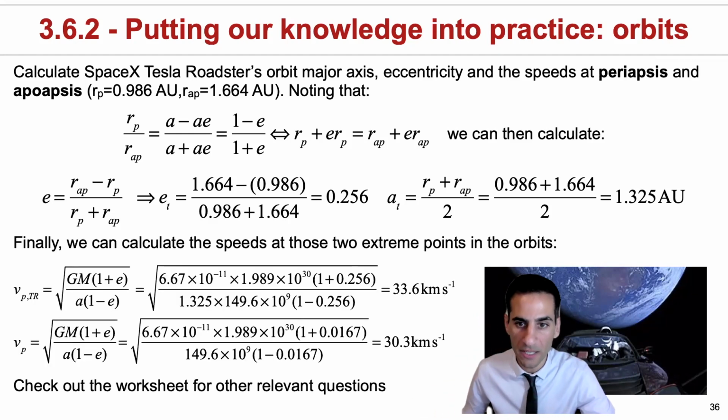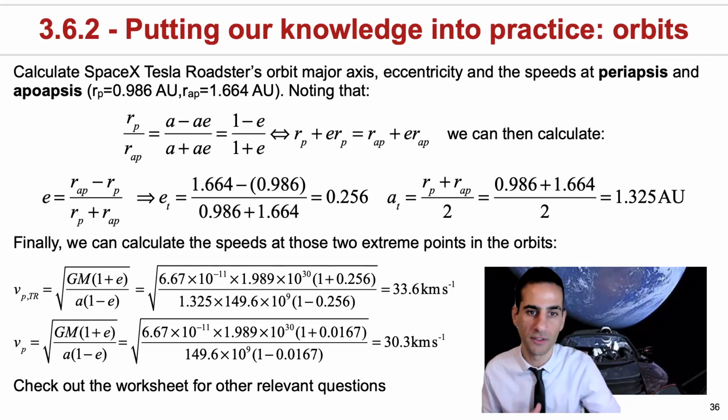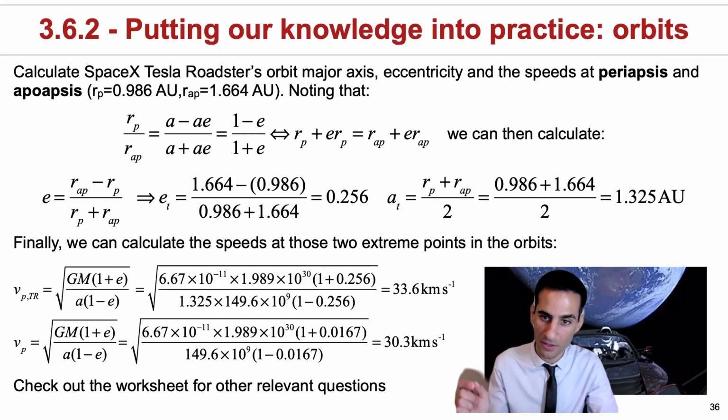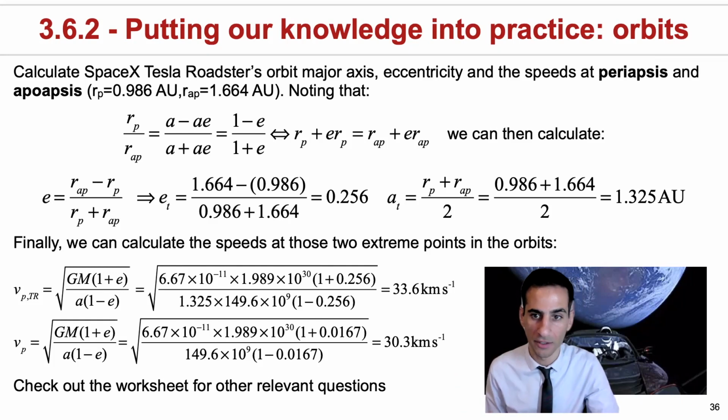To get the speeds at the furthest point and the closest point, you do exactly the same as you did for the Earth, and you get velocities which are very close to those of the Earth, but the one closest to the sun is actually slightly larger. And you can check out both the worksheet and the final subsection of section 3, where you have further examples.